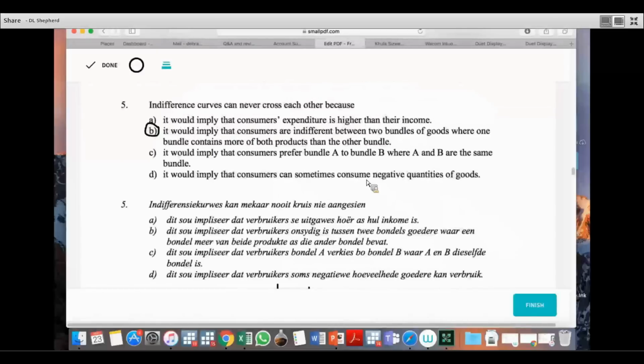Okay, so indifference curves cannot cross because ultimately it would mean that something that gives me less of both things is just as preferred to another combination that gives me more of both. And that can't possibly be true.